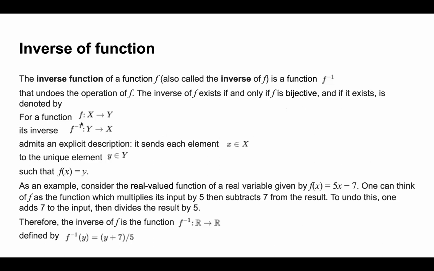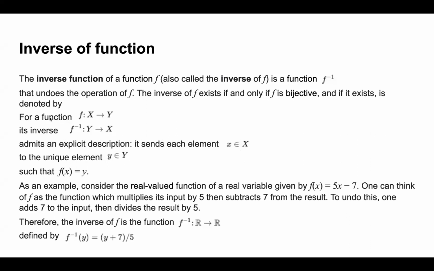Okay, for a function f: x to y, for its inverse, f inverse is y to x. Okay, x to y is there, then f inverse is y to x. It admits an explicit description. It sends each element x belongs to X to the unique element y belongs to Y. X and Y are the two sets. Okay, and this x is elements of this X and y is elements of this Y.